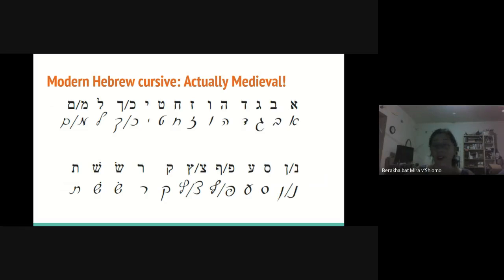I learned how to write this cursive in grade school and I hated it, but this is how people will write to each other. It is very unusual for a modern Hebrew speaker to write in block script. We would write in cursive and we would type in block script, very similar to how lots of folks learned to write English.